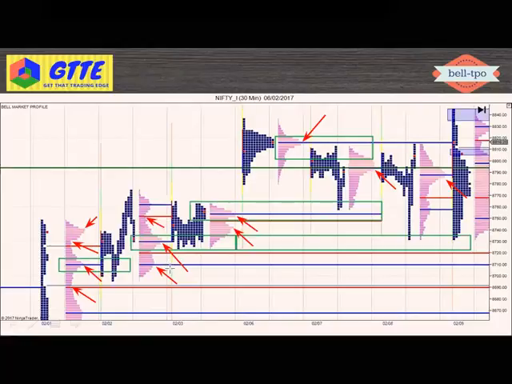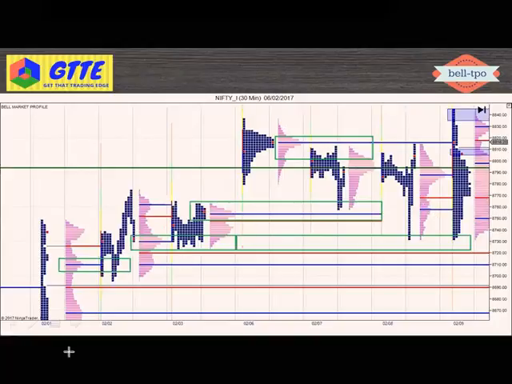So here is a low volume node. Here is a low volume node. Again, here is a low volume node. So now that you know what a high volume and low volume node is, I have this software, Bell Market Profile, which can plot high and low volume nodes for you automatically.